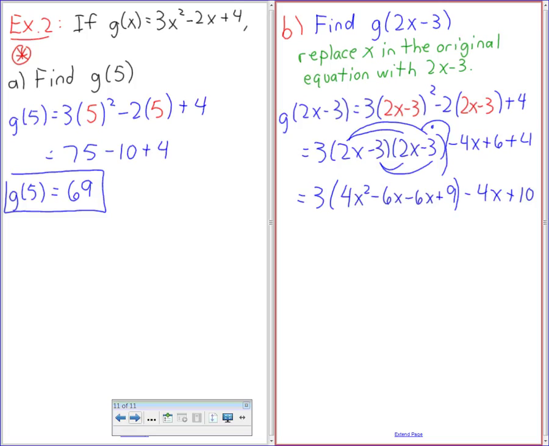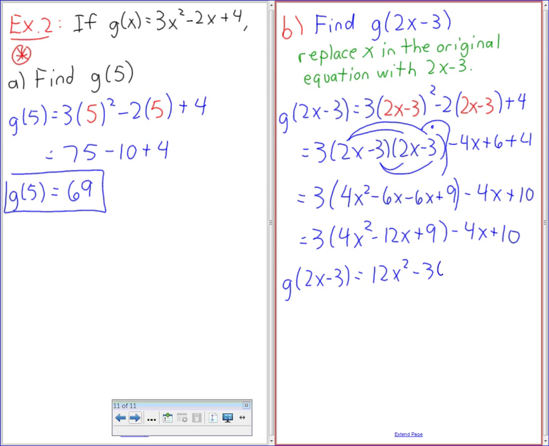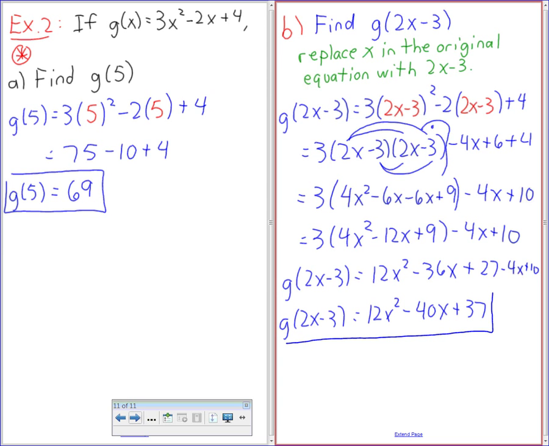I'll answer your question. So it's going to be 3 times 4x squared minus 12x plus 9 minus 4x plus 10, which is equal to 12x squared minus 36x plus 27. Is that right? Which is equal to 12x squared, oh boy, minus 40x plus 37. Wicked, cool, awesome.